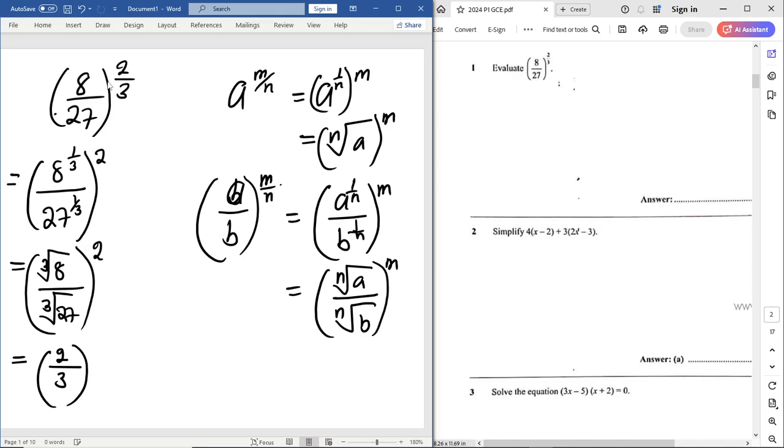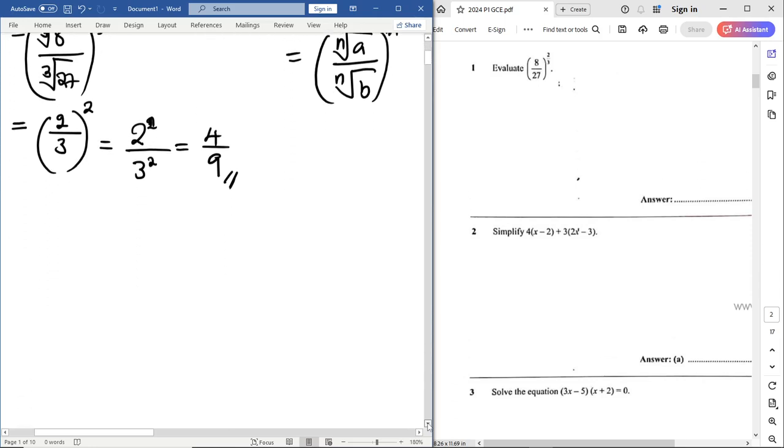Now remember we still have this power 2 here. So this is the same as 2 to the power 2 divided by 3 to the power 2. So this will simply give us 4 over 9. Okay, so we just need to apply the properties of indices here. Then after doing that, we evaluate and we get the desired results.